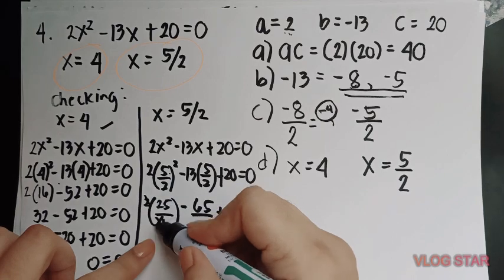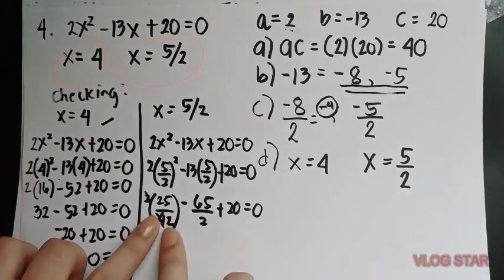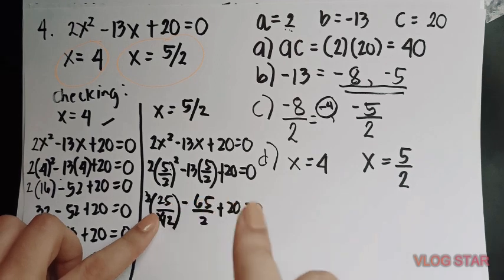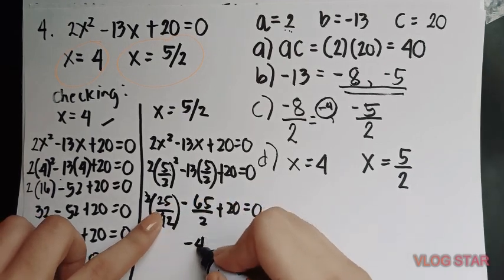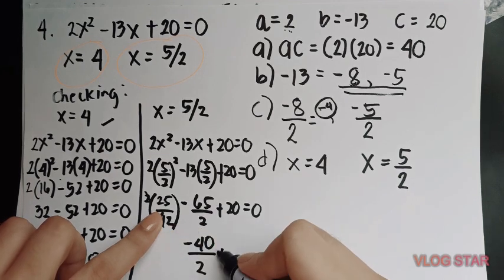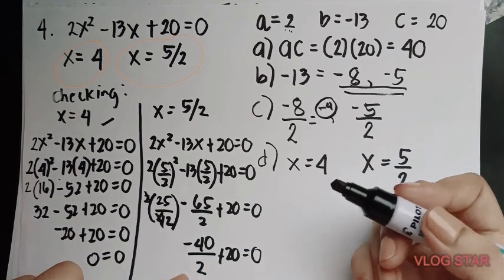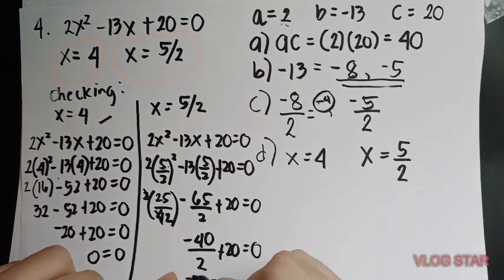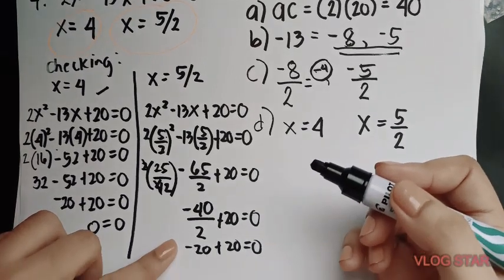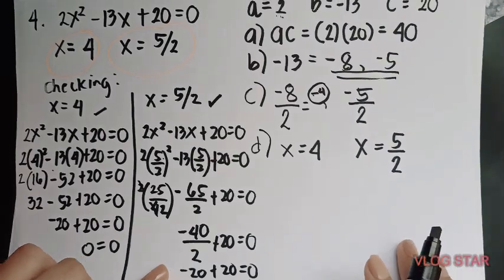So we may cancel this and this will become 2. So they are now similar fractions. So 25 minus 65 will give us negative 40 over 2. Copy the same denominator. Plus 20. Is it equal to 0? Negative 40 over 2 is negative 20, plus 20. Is it equal to 0? Yes. Therefore, the answer is correct.